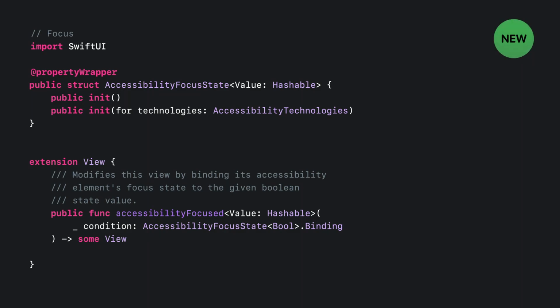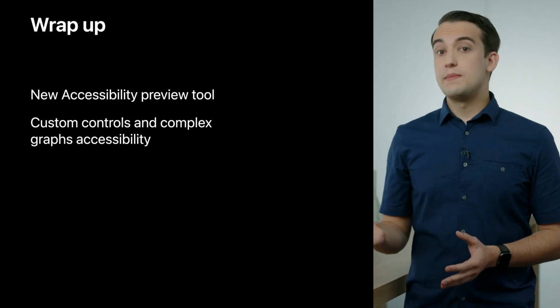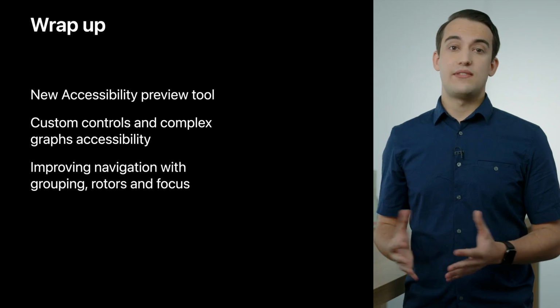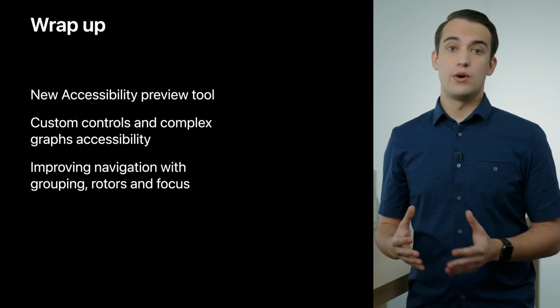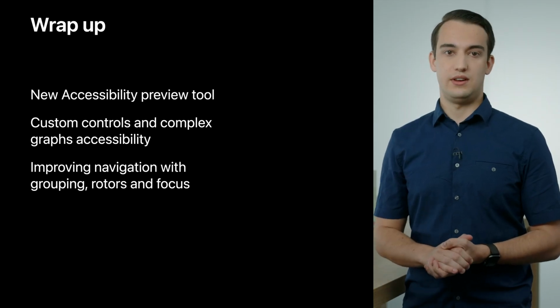Accessibility Focus State is the last piece you need to deliver exceptional and accessible SwiftUI apps this year and beyond. With it, you can read and direct the focus of assistive technologies to create smooth transitions between views. Wow, we've covered a lot today for SwiftUI accessibility. We were introduced to the new Accessibility Preview, which enhances the way you can develop and debug SwiftUI accessibility. We covered how to make custom controls and complex graphs accessible. And we took the time to learn how the navigation experience can be improved with grouping, rotors, and focus. Put everything together, and it truly has been a huge leap for accessibility this year.